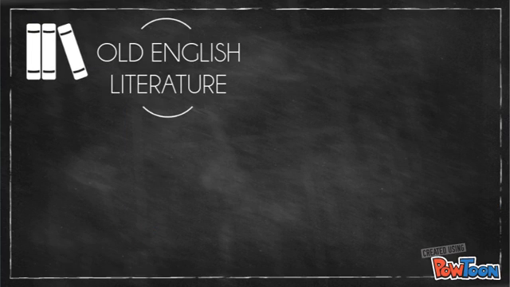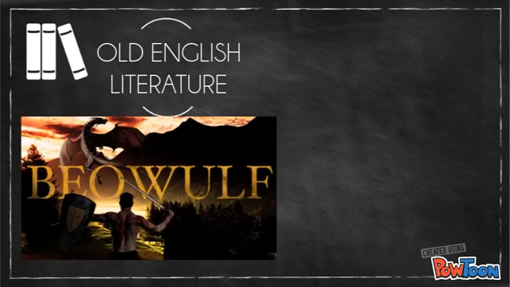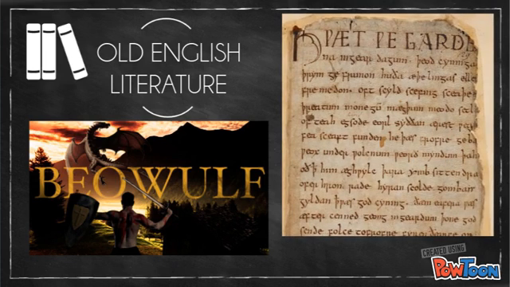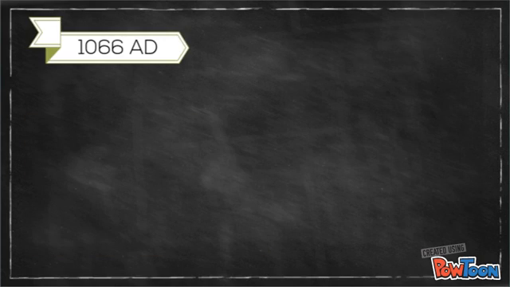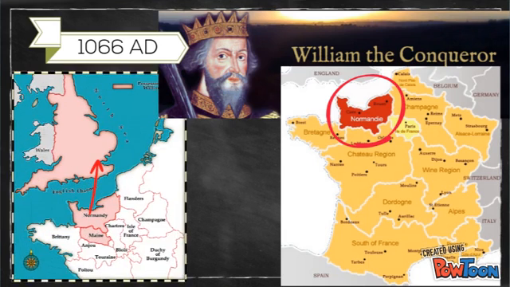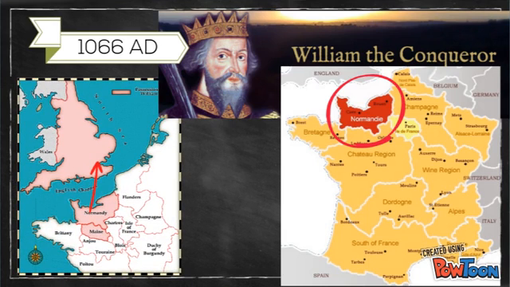Several written works have survived from the Old English period. The most famous is a heroic epic poem called Beowulf, written, as experts say, more than 1,000 years ago. In 1066, William the Conqueror, the Duke of Normandy, invaded and conquered England, and with this started the second period in the history of English language, the Middle English period.